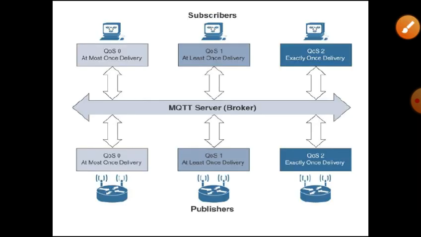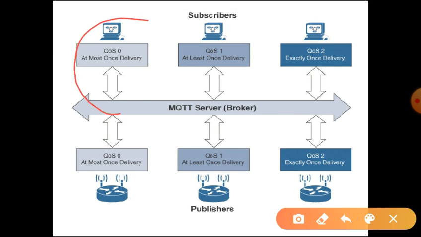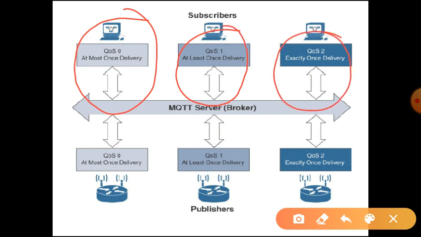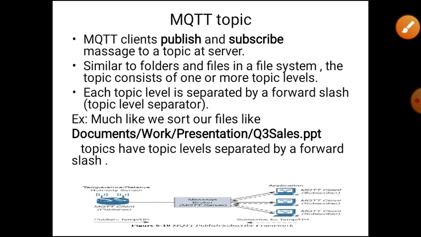So these are explained again here. When QoS is set to 0, and you consider the message transmission between publisher and the server, it is at most once delivery, here at least once delivery, and exactly once delivery. So this is about the use of these QoS levels.